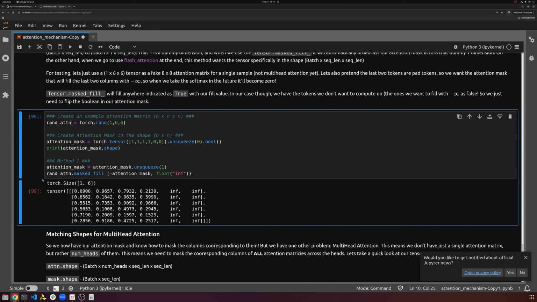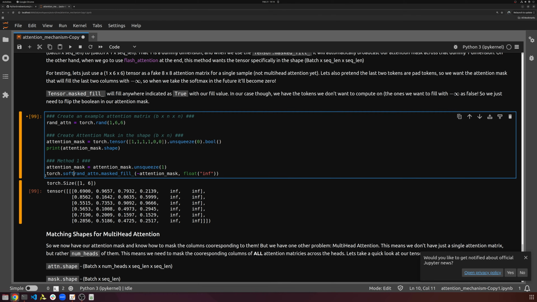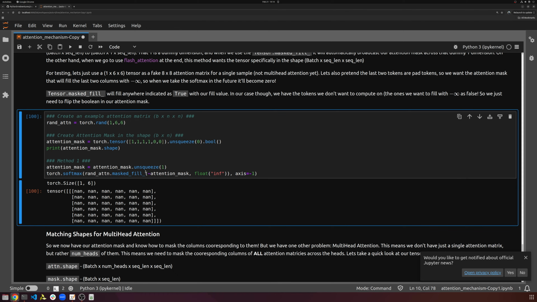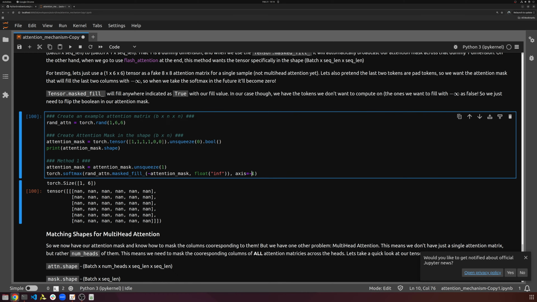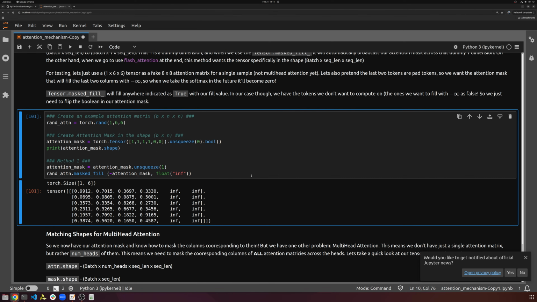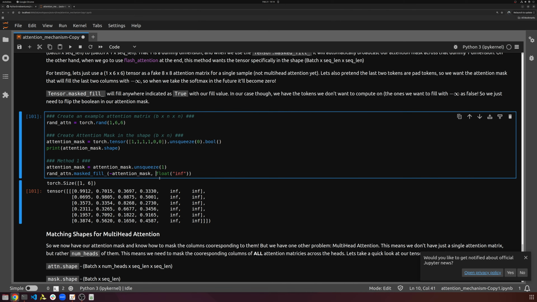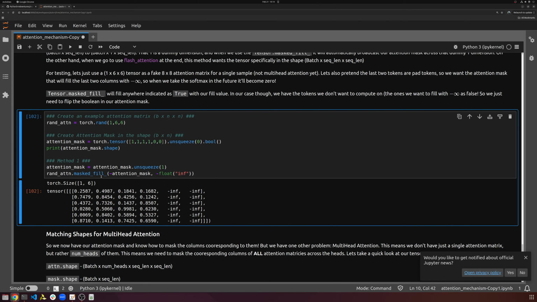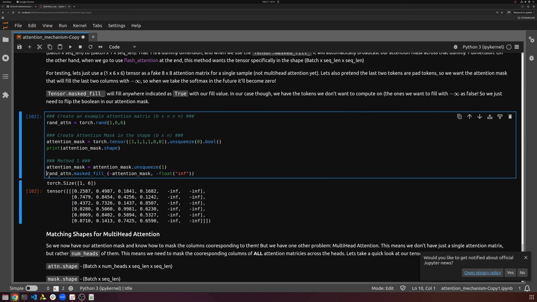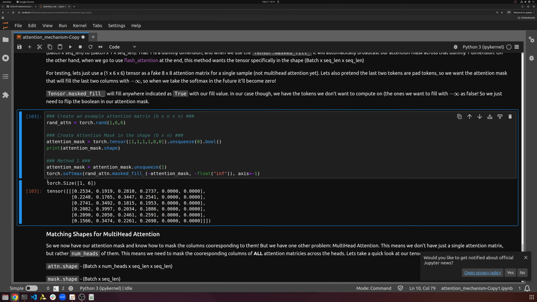So when we do the softmax, so if we do torch.softmax along the last dimension, axis equals -1. Oh, did I make a mistake? Oh, wait. Okay, no. It shouldn't be negative. It should be negative infinity. There we go. So now when we do torch.softmax, again, axis is -1, we should get zeros on these columns and everything else adds up to 1, just like how we talked about.